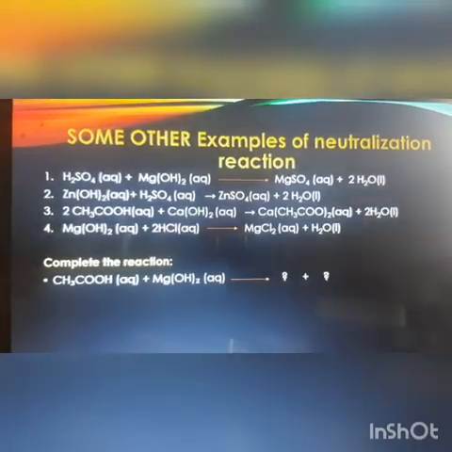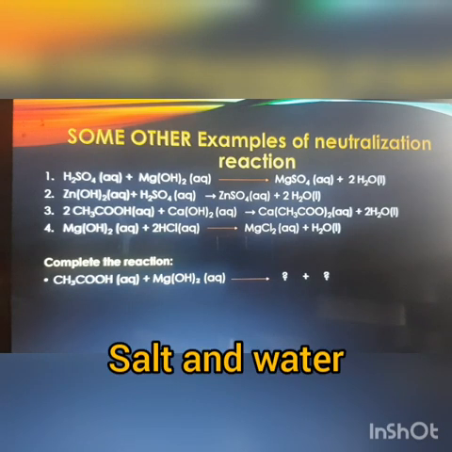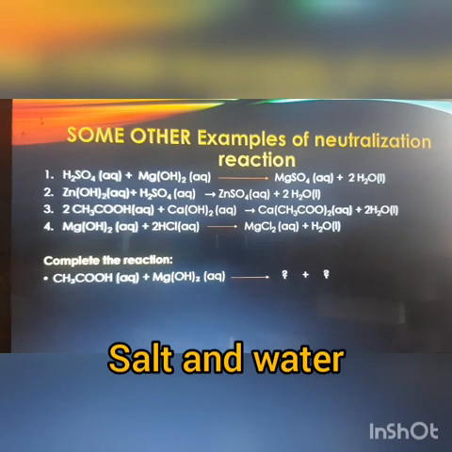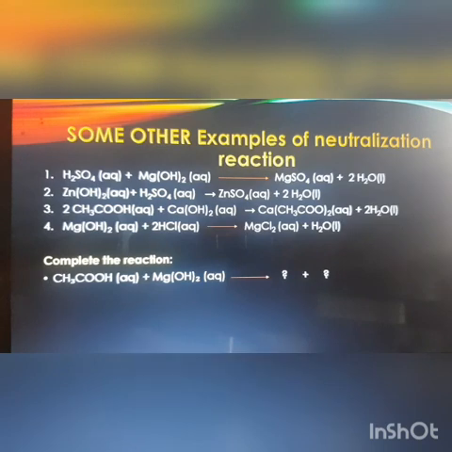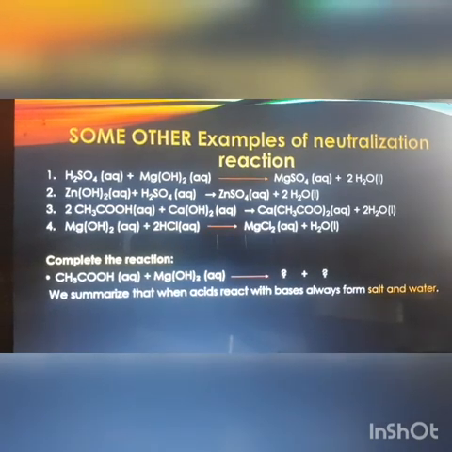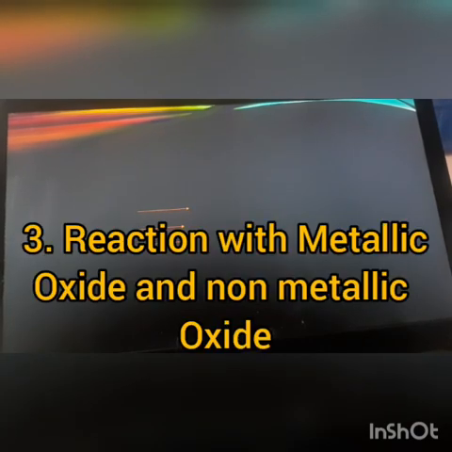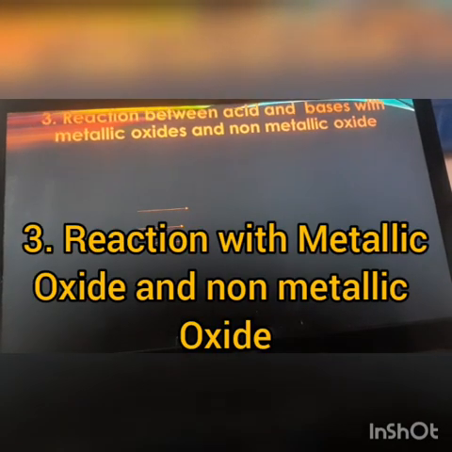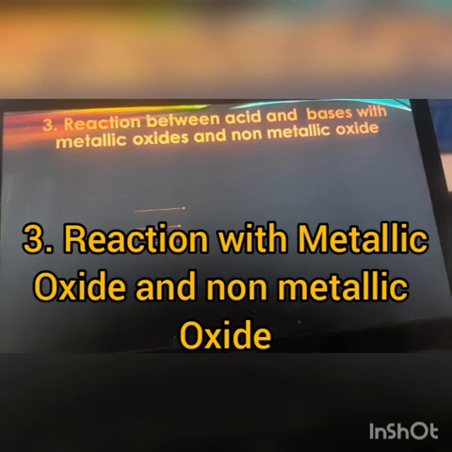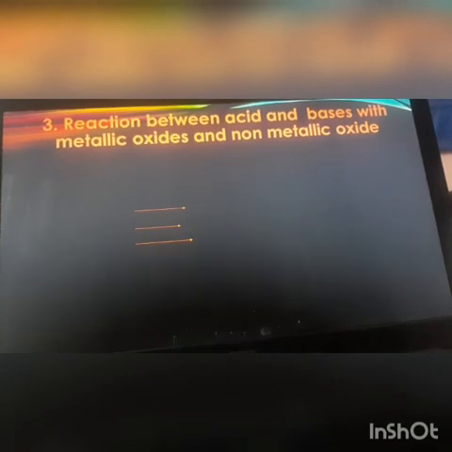So in general, what we have concluded is that when an acid reacts with a base, it always results in the formation of salt and water. Whenever the acid reacts with the base or the base reacts with the acid, it results in salt and water. Now we are going to switch to the next property. The next property we will see is how acids and bases react with metallic oxides and non-metallic oxides.